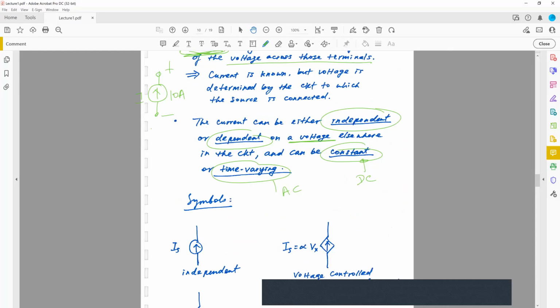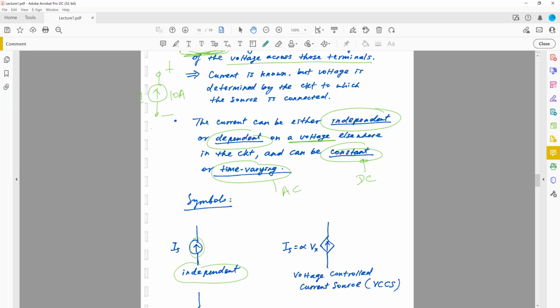So as an example, this is my independent current source. Again, this is denoted or represented by a circular shape, just like your voltage source, but now without specifying the plus and the minus, I need to denote the direction of the current flow, just like what we discussed earlier. So you need to specify the direction of the current with this arrow.